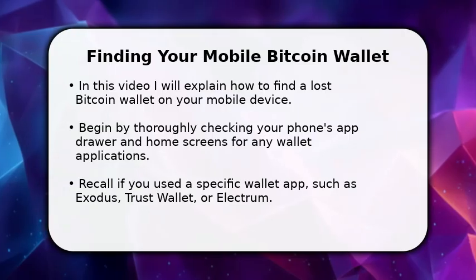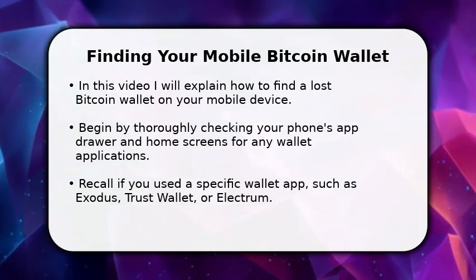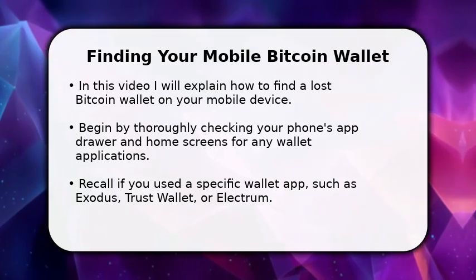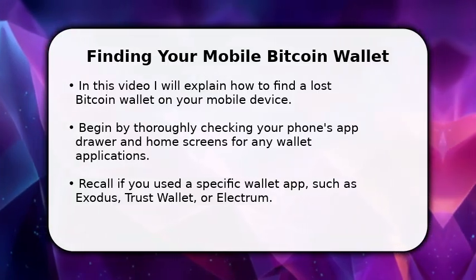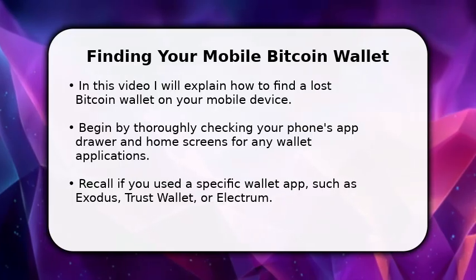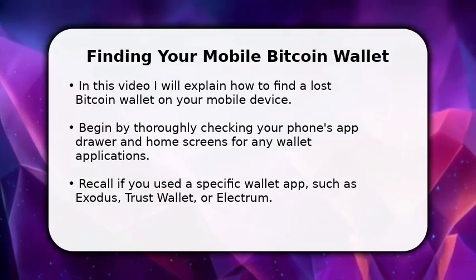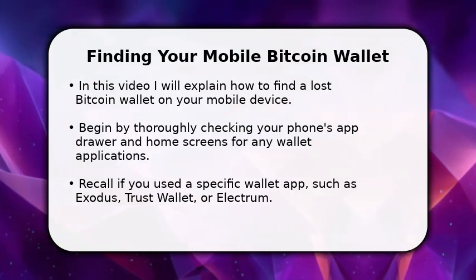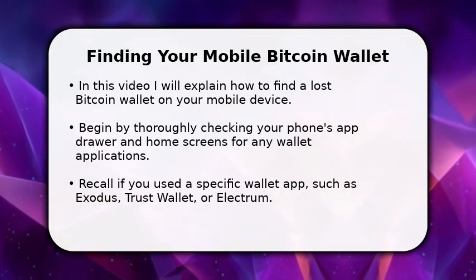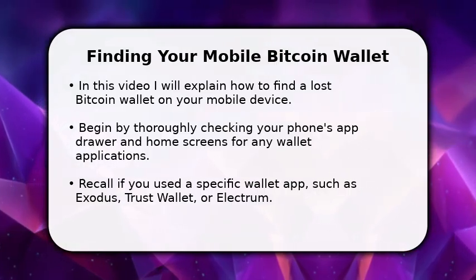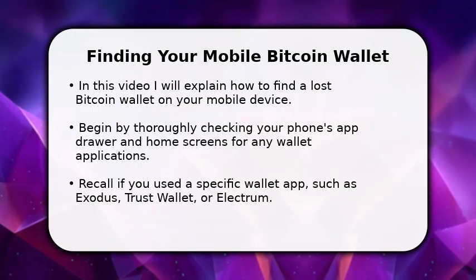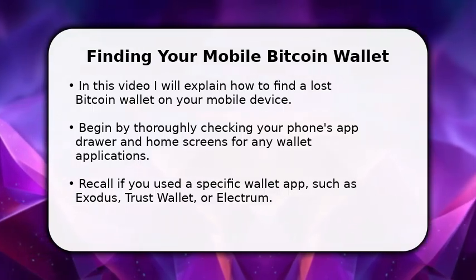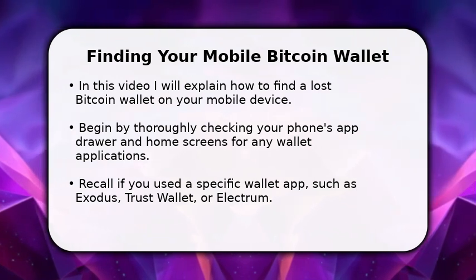In this video, I will explain how to find a lost Bitcoin wallet on your mobile device. First, carefully check your phone's app drawer and all home screens for any cryptocurrency wallet applications you might have installed. Think back to which specific wallet app you might have used, like a popular one such as Exodus, Trust Wallet, or Electrum. It is important to ensure your mobile device is powered on and fully charged, allowing for a complete and uninterrupted search across all your applications and folders.